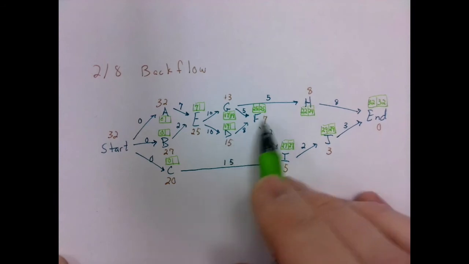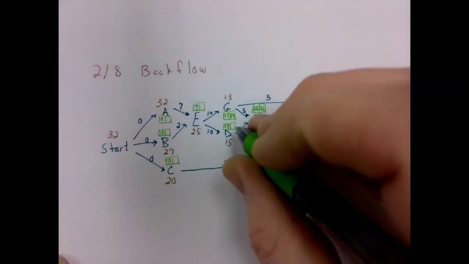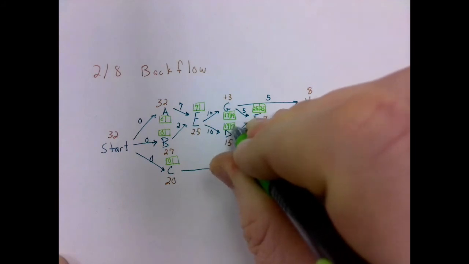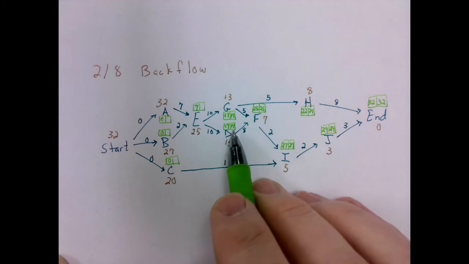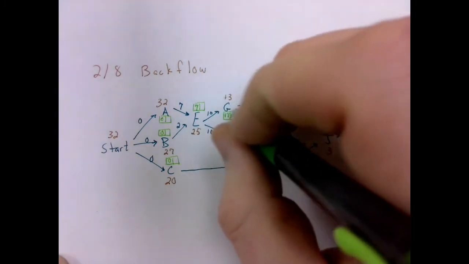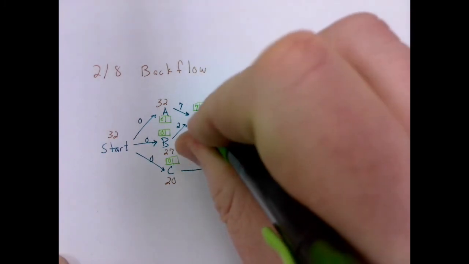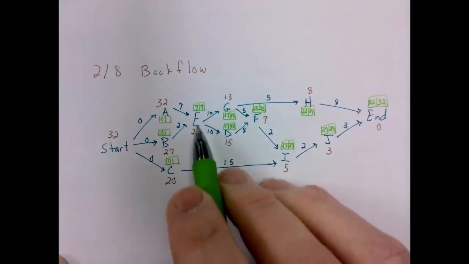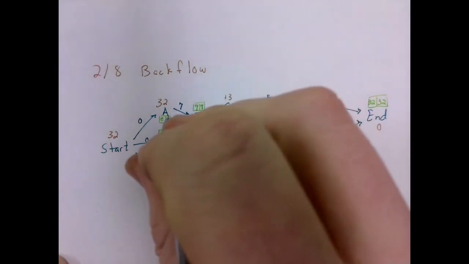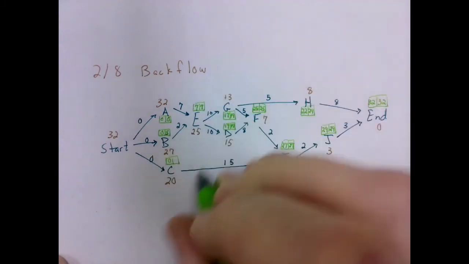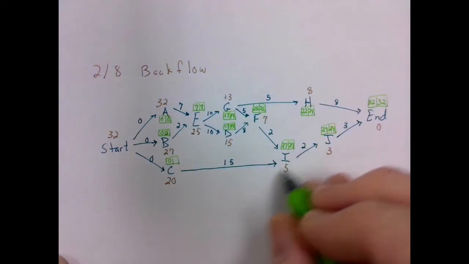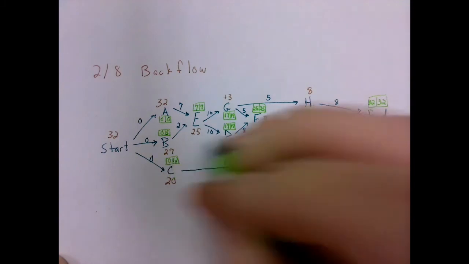And then down here, we've got 25 minus 8, which is 17. And then here, 17 minus 10, 19 minus 10, we're going to take the lower of the 2, which is 7. And then 7 minus 7 is 0. 7 minus 2 is 5. And then 27 minus 15 is 12.